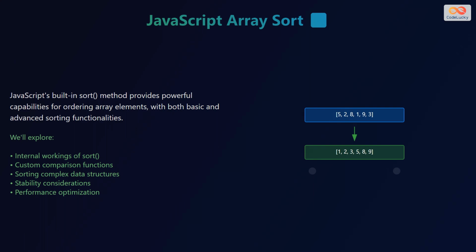JavaScript's built-in sort method provides powerful capabilities for ordering array elements, with both basic and advanced sorting functionalities. We'll explore the internal workings of sort, custom comparison functions, sorting complex data structures, stability considerations, and performance optimization. The visualization here shows an unsorted array that is then passed through the sort function to produce a sorted output.